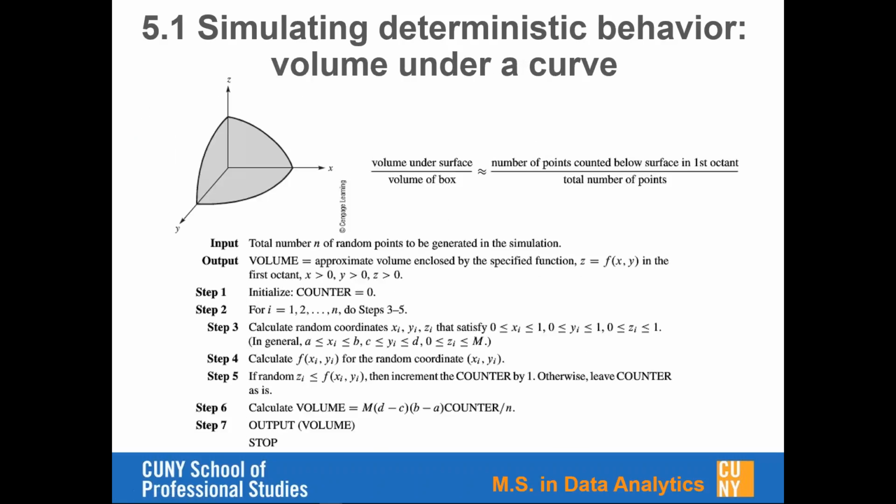And with the extension, instead of 2 dimensions, what if it's 3 dimensions? The idea is essentially the same. Volume under the surface divided by volume of the box roughly equals the number of points counted below the surface in the first octant divided by the total number of points.